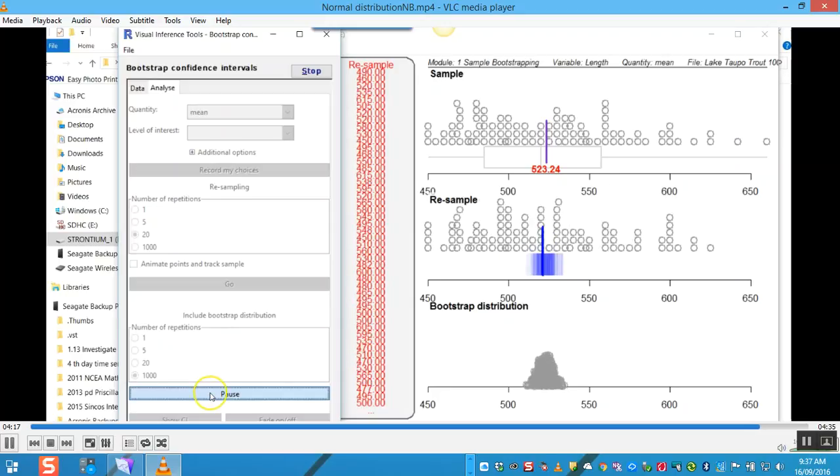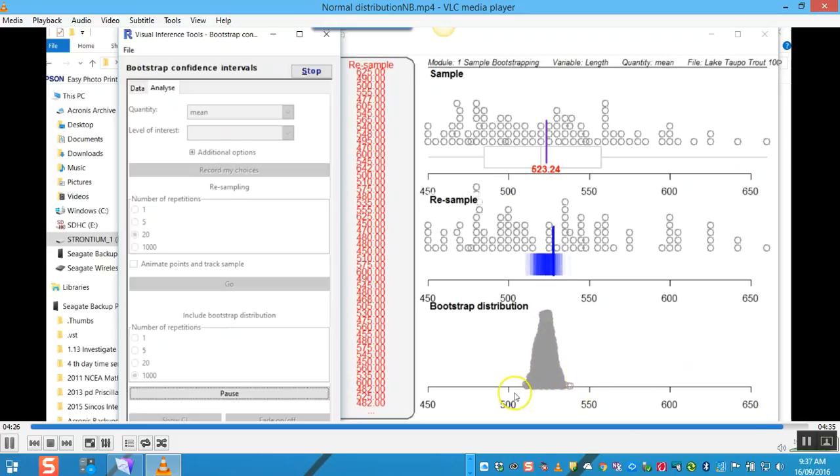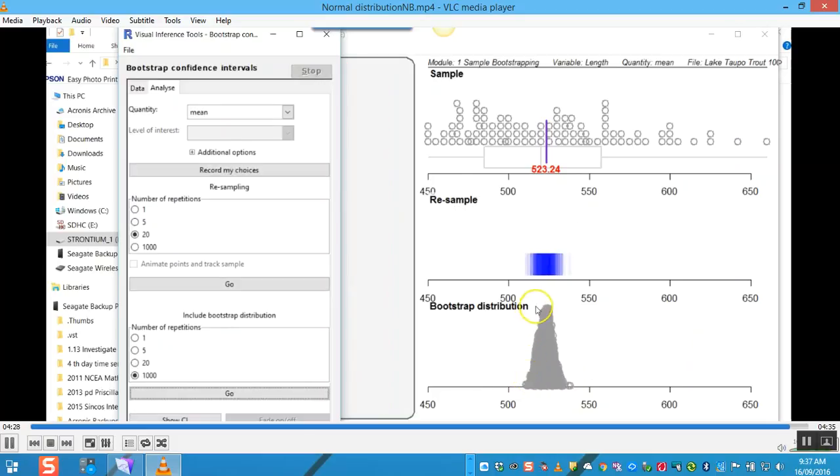So once again, I'm demonstrating the same thing. It looks like a pile of dirt building up, but uniformly building up, always trying to follow the center of the data, which is 523.24.